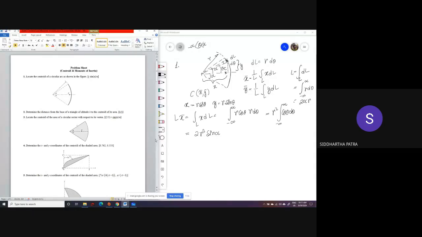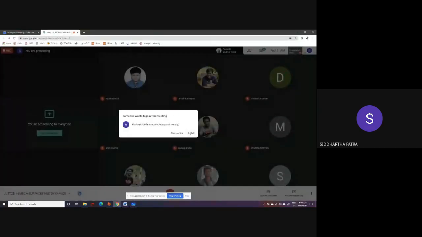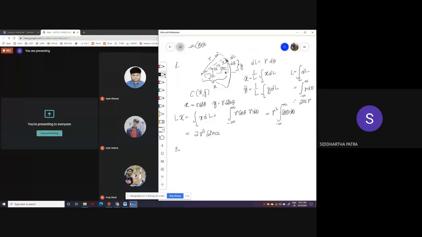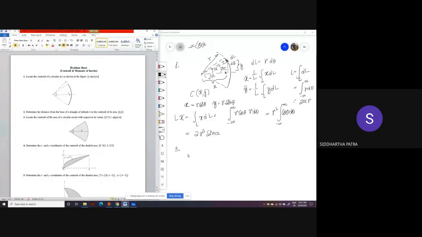And number 3, I'll go to number 3. So here, instead of a circular arc, we have a sector of a pie, which is basically a portion of a circular disc, again spanning an angular aperture that goes from minus alpha to alpha. So alpha over here and alpha over here, and you are being asked to find the centroid. R over here is the outside radius.